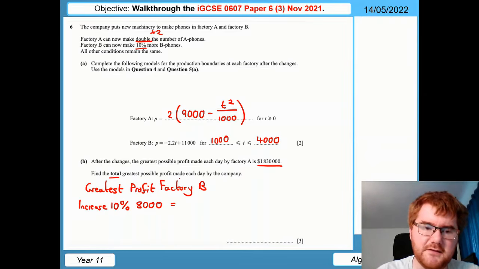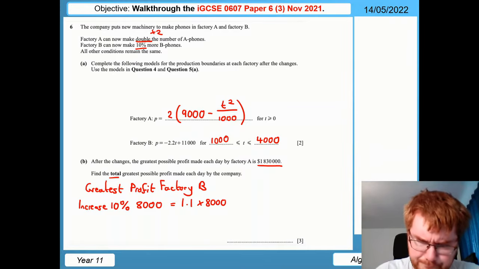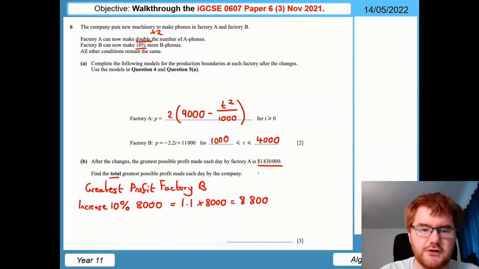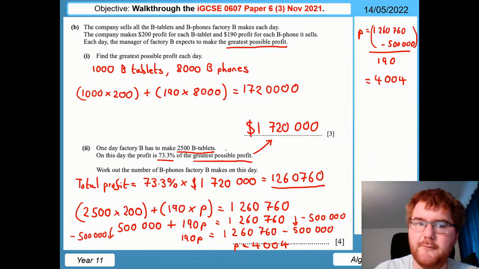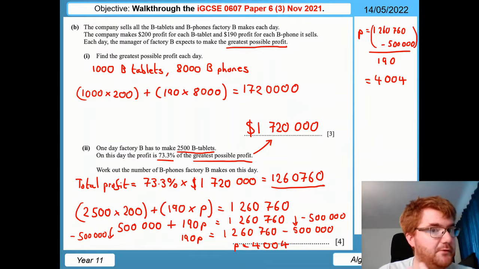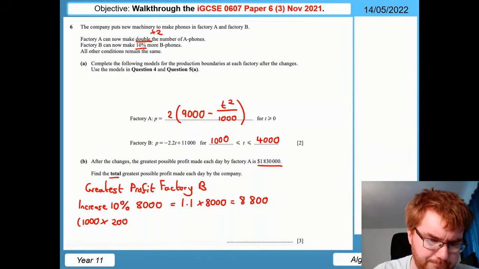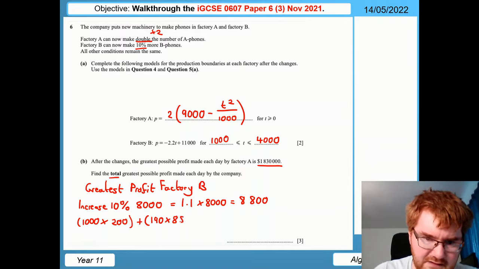So increase by 10% 8,000, that's equal to 1.1 times 8,000, which you can put into your calculator, of course, but this will give you the answer of 8,800, like so. And now essentially we use the formula from before. So remember what I did before here. I did 1,000 times 200 plus 190 times 8,000 to work out the greatest possible profit. I'm going to use exactly the same formula here, but instead of 8,000, I'm going to use 8,800. So all we need to do is just do 1,000 times 200 plus 190 was the profit times 8,800.